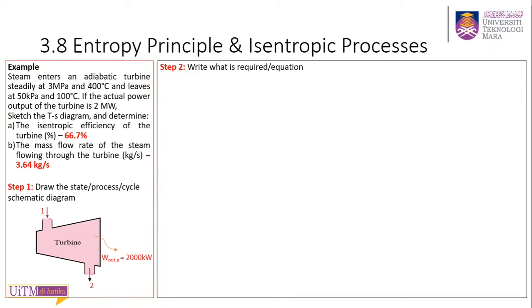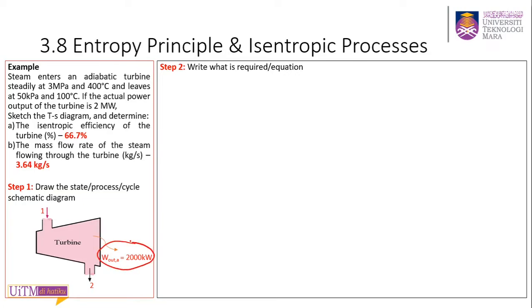Now, let's look at the second example involving isentropic efficiency for turbines. You can pause to read and understand the question properly. For step 1, please try to draw the schematic diagram and don't forget to label the actual work output given in the question in units kilowatts.